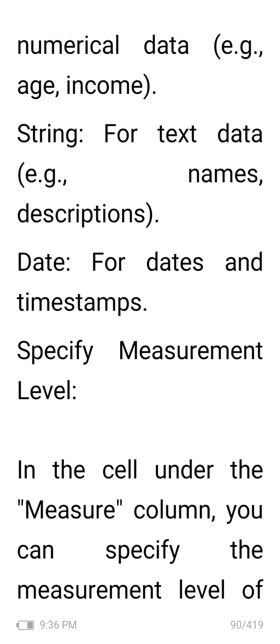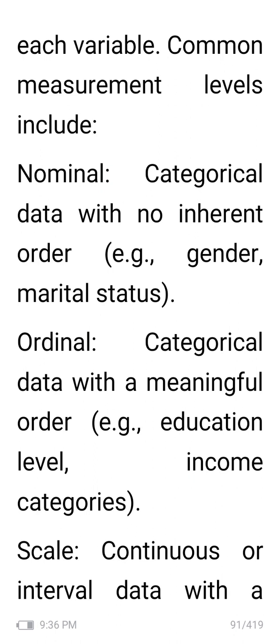In the cell under the measure column, you can specify the measurement level of each variable. Common measurement levels include nominal, categorical data with no inherent order, like gender, racial status; ordinal, categorical data with a meaningful order, educational level, income categories.